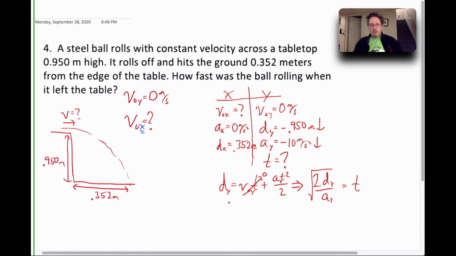Okay, so I solved that. I put in time equals 2 times my negative 0.95 divided by my negative 10. My negatives cancel out there, because having negatives under a square root sign, that's not a good day in physics. We don't like imaginary numbers. So, all right, square root. I'll use my calculator, and I get about 0.436 seconds.